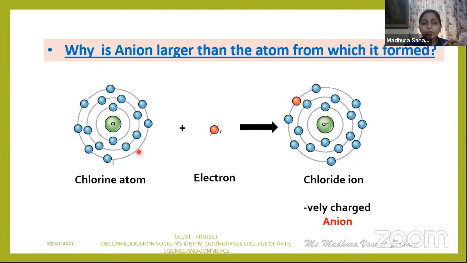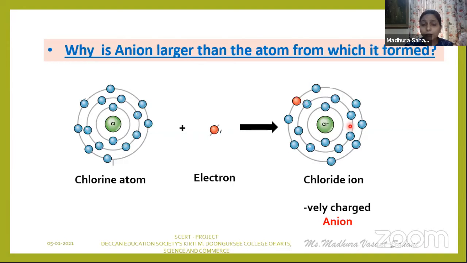In the case of chlorine atom, when it gains one electron, it results in the formation of chloride ion. Now see here, if you look at this diagram, you yourself will come to know that in the case of chloride ion, the number of electrons are more as compared to the chlorine atom or the parent atom. But what about the nuclear charge? The nuclear charge will remain the same. Means the nuclear charge for the anion is same as that of the parent atom.